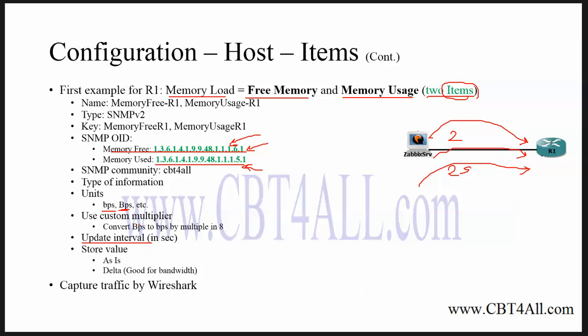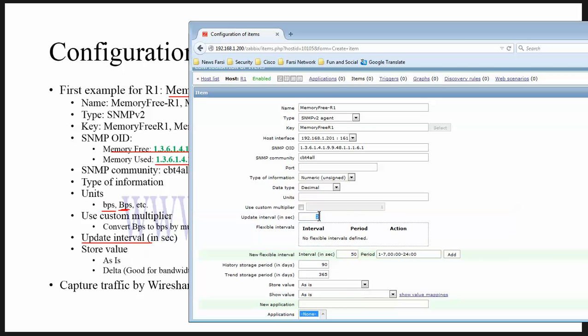So interval means after how many seconds the Zabbix server will ask again. It depends on the environment. Sometimes you need to put 2, sometimes 5. At the moment in my environment I put 2 because it's a laboratory, but 5 seconds is enough in the real environment, or 10 seconds is good, but it depends. You can calculate it yourself.